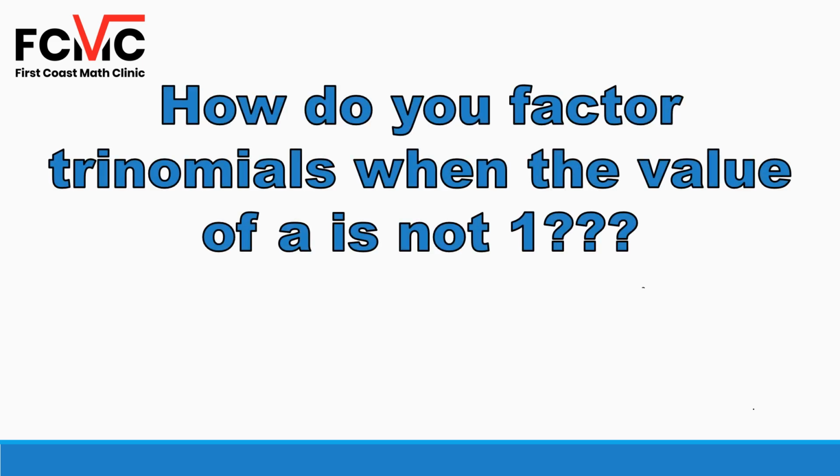In this video, we're going to talk about how you factor a trinomial when the value of a is not 1. In one of the previous videos we made on factoring trinomials, we reviewed the general form for a trinomial, ax squared plus bx plus c. When we factored this, we got the answer as a pair of binomials, x plus m times x plus n. But all our a values were equal to 1.